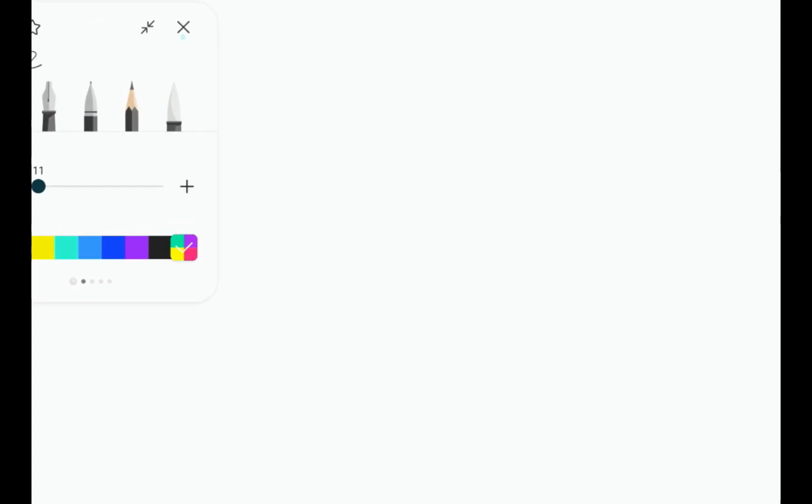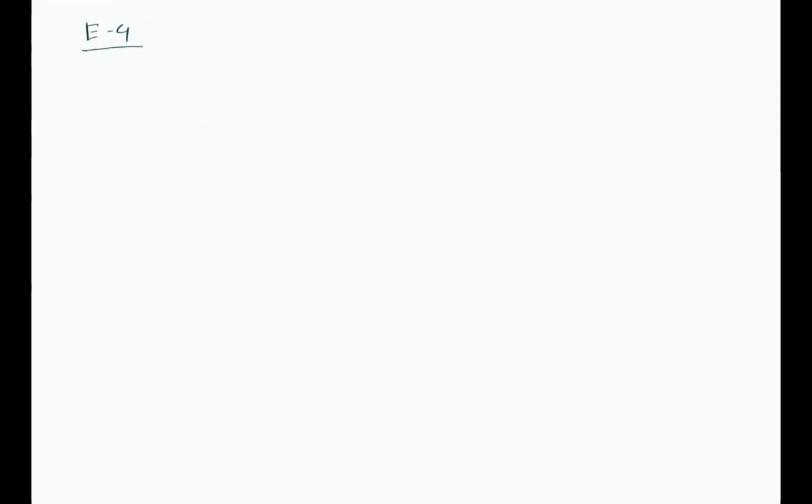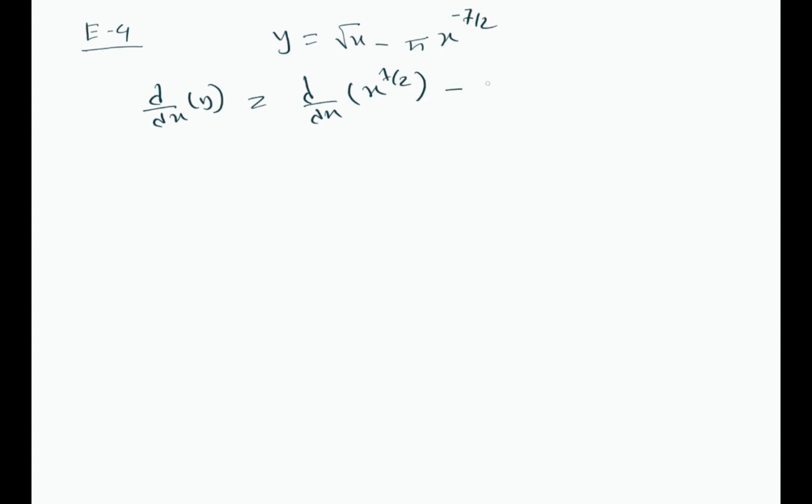Let's do one more example on this. Example 4. For this example, we have a function y is equal to square root of x minus 5 x to the power negative 7 over 2. So the derivative of this function, dy/dx, I can write d/dx of square root of x. Another way to write it is x to the power half, you know this. Then we have a constant multiple, we can factor it out initially. Then I can write d/dx of x to the power minus 7 over 2.